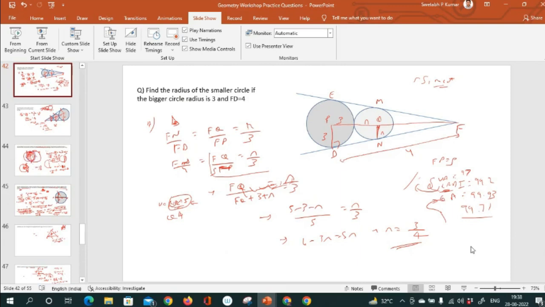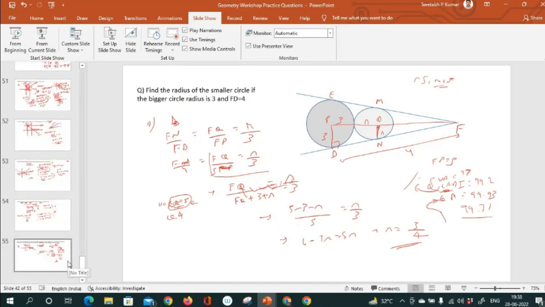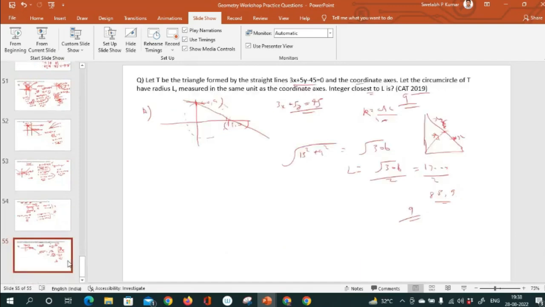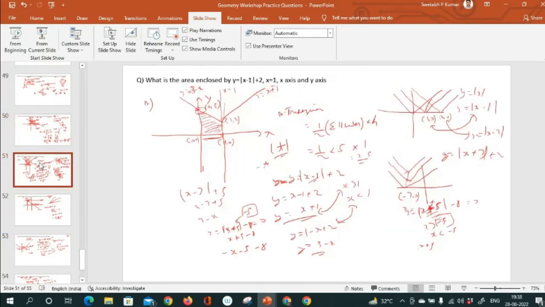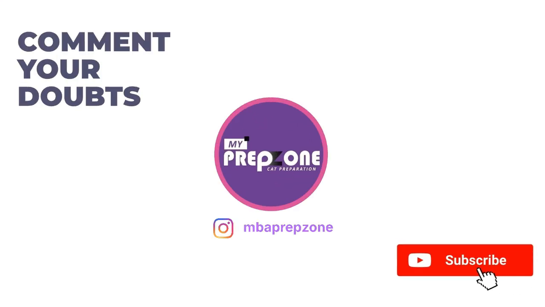But that basically brings us to the end of our geometry workshop. We were able to cover around 55 questions across topics. And again, the number is not important, but what is important is that the variety has been okay. So hopefully it was worth the time, guys. And all the very best with your preparation.